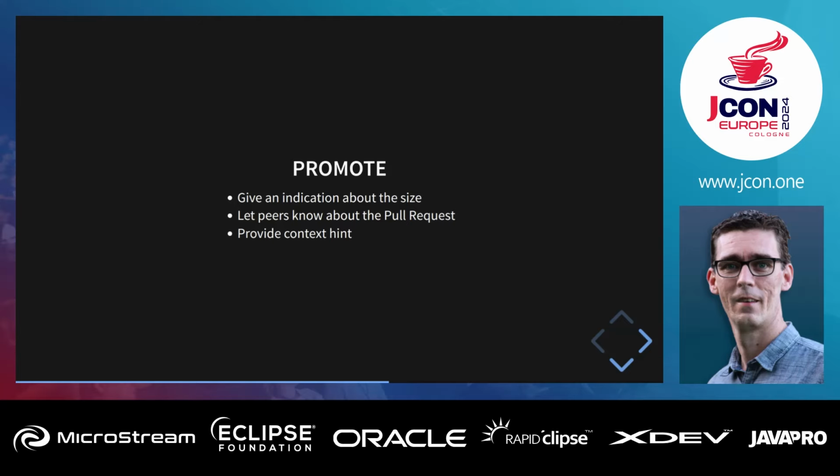And again, especially if it's a bug fix, which is important for production right now, give a hint about the context. Say, okay, for this story or for this important bug, I created this pull request. So the reviewer can schedule it the right way.